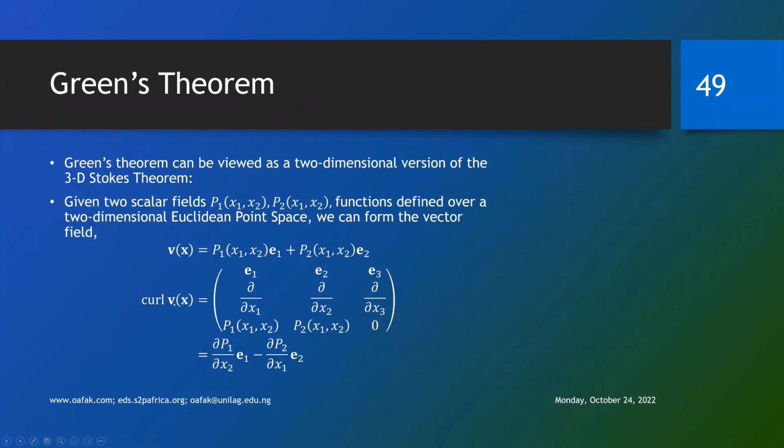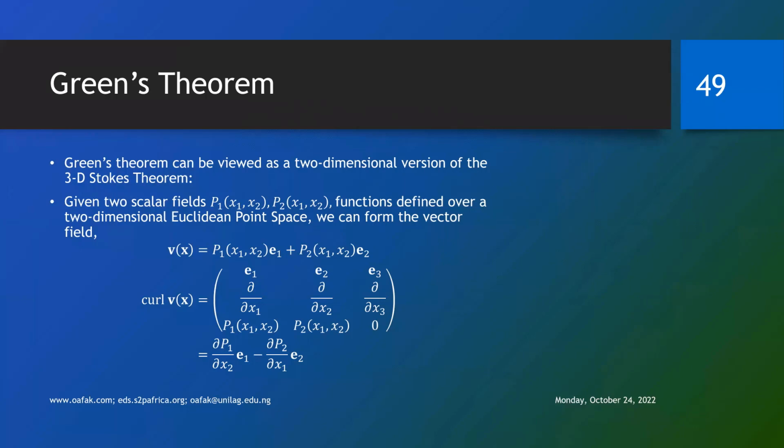Now, the curl of this function is simply e1, e2, e3. You use the operator form ∂/∂x1, ∂/∂x2, ∂/∂x3, and then this row is P1, P2, 0, because the third coordinate there is 0. So if you get the determinant of this worked out, it should have been straight lines, because it's really the determinant of this.